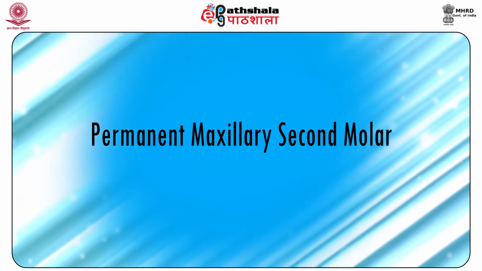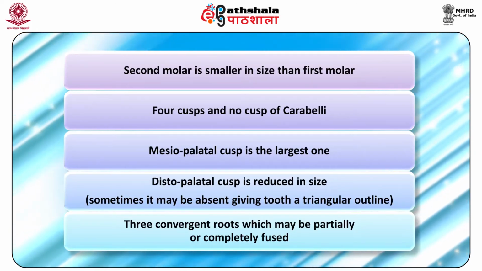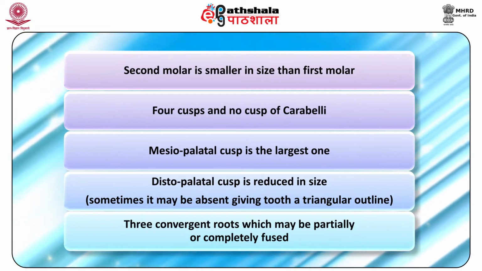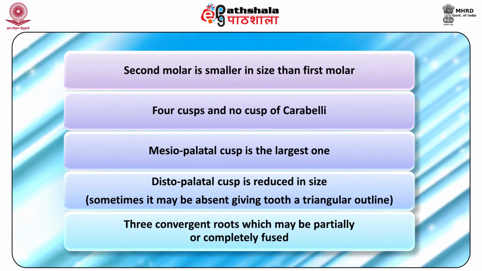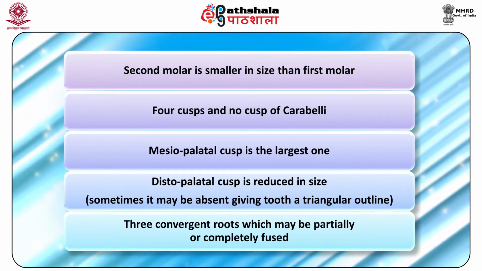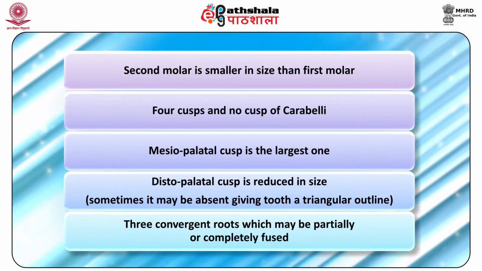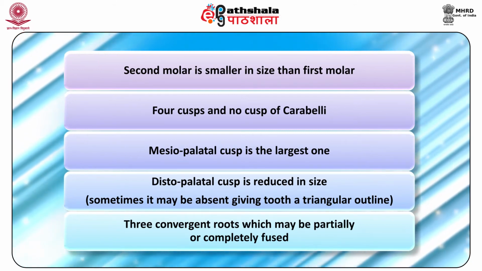Permanent maxillary second molar. The second molar is smaller in size than the first molar. It has four cusps but without any Carabelli's cusp. The mesiopalatal cusp is the largest one. The distopalatal cusp is reduced in size. Sometimes it may be absent, giving the tooth a triangular outline. There are usually three convergent roots which may be partially or completely fused.